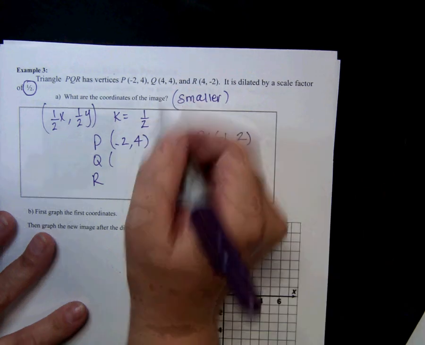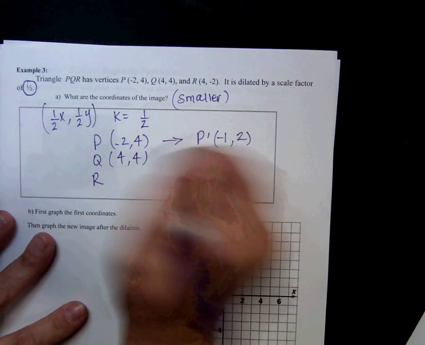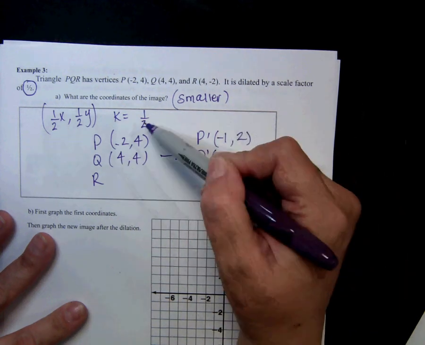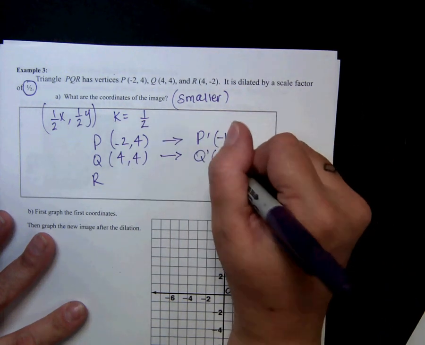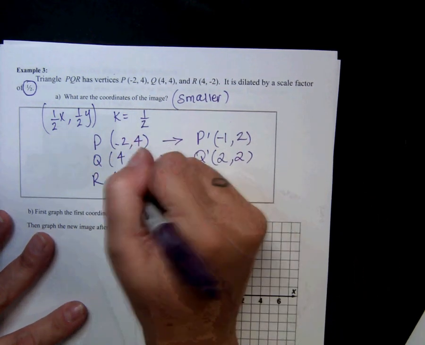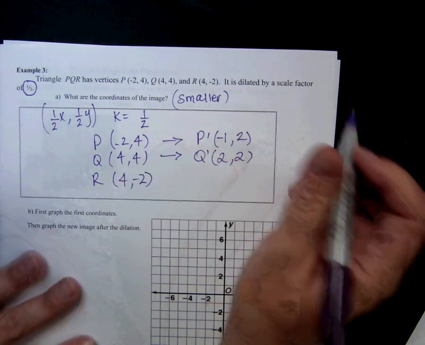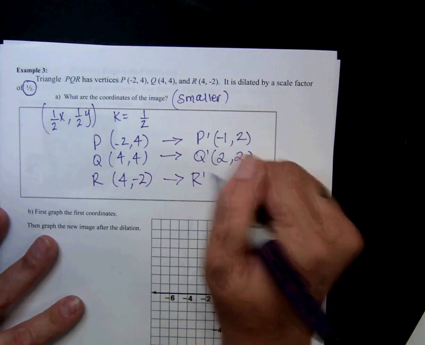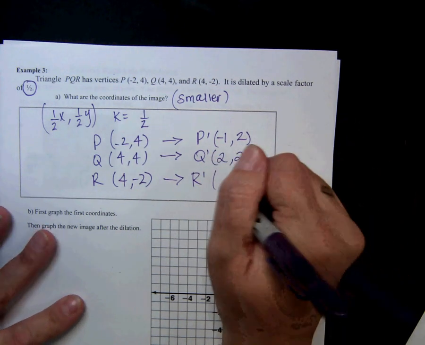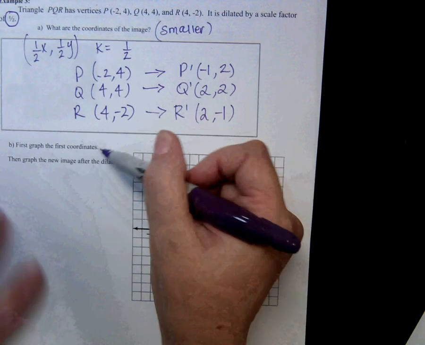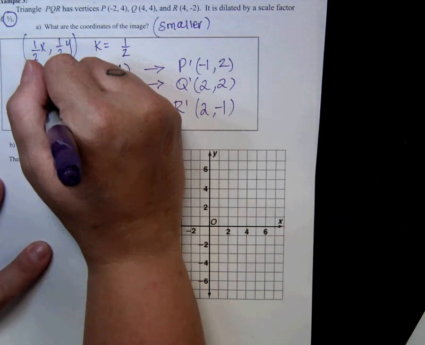So for our Q, 4 and 4 is our points. Q prime, multiply the 4 times the 1/2, and we're going to get 2 on those. And our R is 4, negative 2. So when we change that for our R prime, we're going to have 2 and negative 1 when we multiply it times the 1/2. Then they ask us here, we're going to graph our pre-image, our first coordinate.